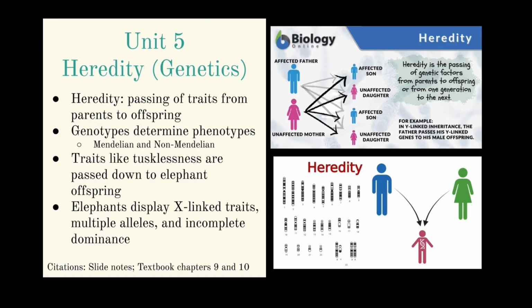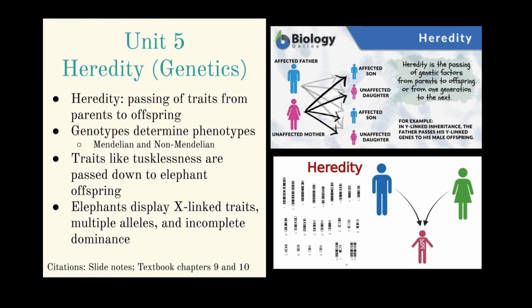Multiple alleles is having more than 2 alleles for one gene. An example of this would be blood type, where there are 3 alleles, IA, IB, or i. X-linked traits are also included in non-Mendelian genetics. These are genes found on the X chromosome.